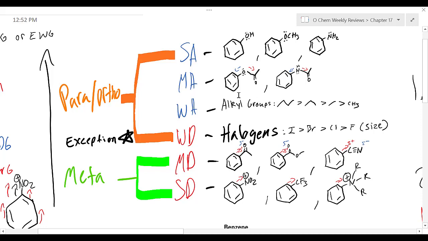Alkyl groups are weak activators. So that means a methyl, ethyl, propyl, butyl. Now the reason I ordered it in this way is because when we have multiple substituents, let's say we have a methyl and a propyl, the propyl is going to dictate rather than the methyl. Okay, and we'll talk about what it means when we have two different substituents.